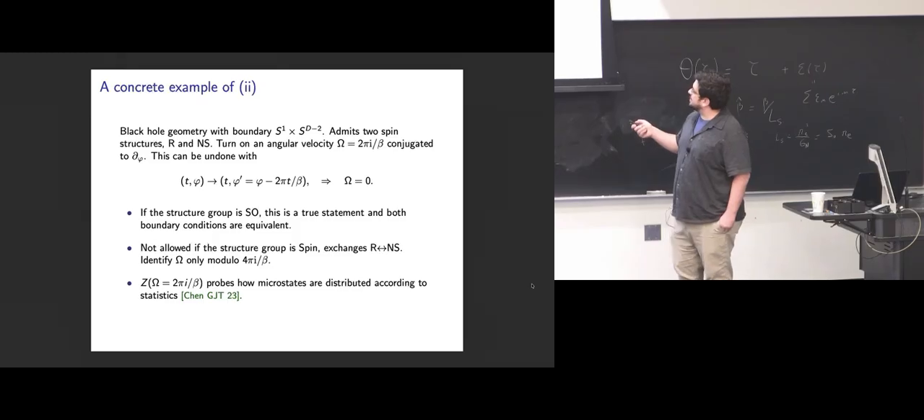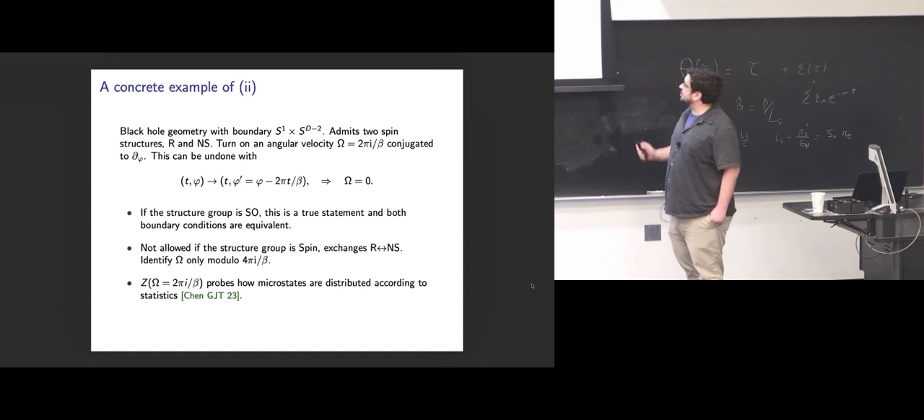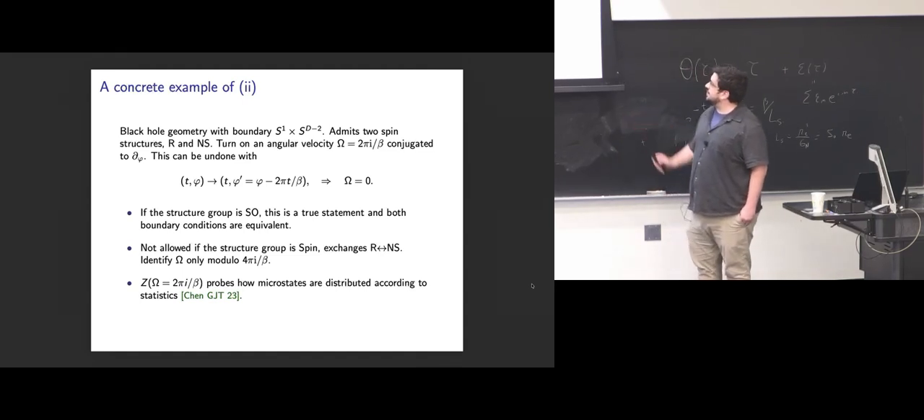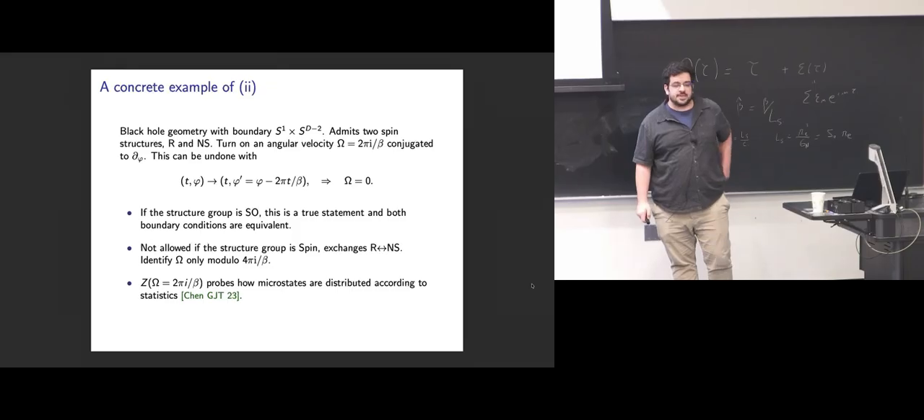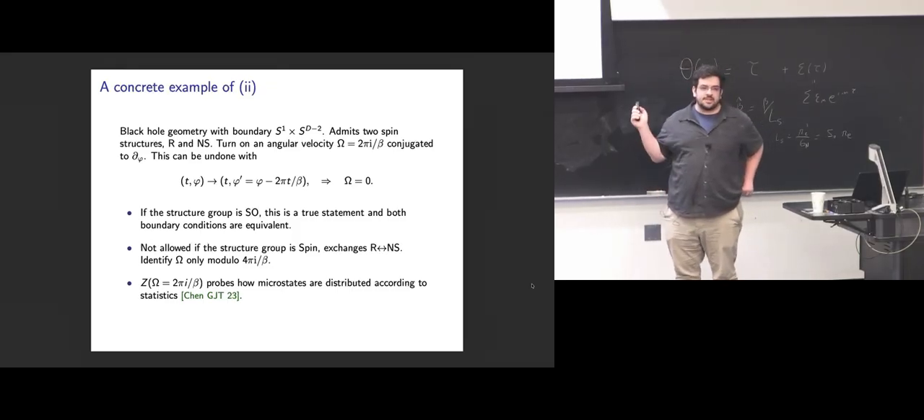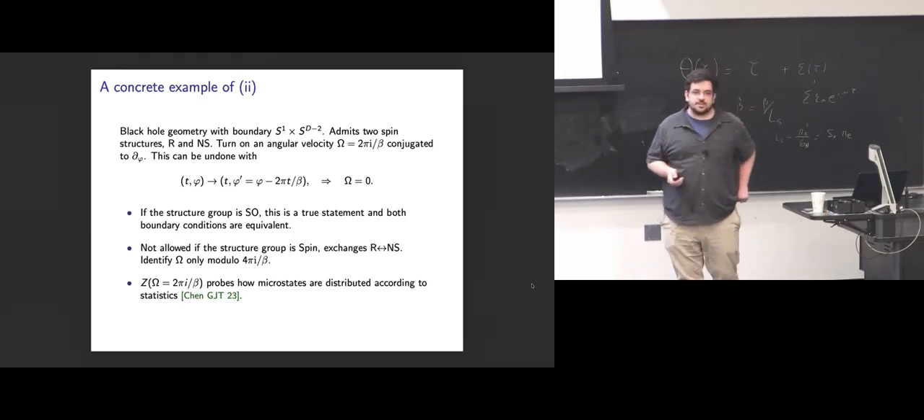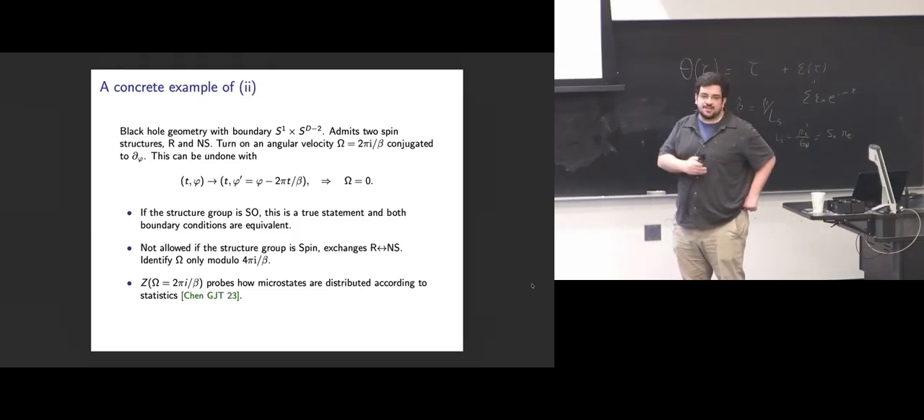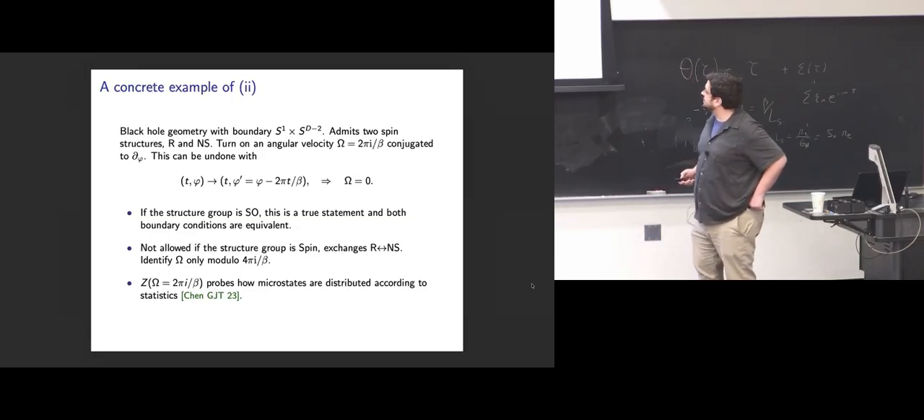This angular velocity, if I put it on the boundary metric, can be undone by a large diffeo of this form, where I shift phi by 2 pi t over beta. Now, if the structure group is SO(D), then this is a true statement, and both boundary conditions are equivalent. But if the structure group is spin, then this large diffeo exchanges R and NS spin structures. So this large diffeomorphism is not allowed anymore, and these two values of omega should really be thought of as different boundary conditions. Again, this is regardless of whether you have fermions in your low energy matter content or not.